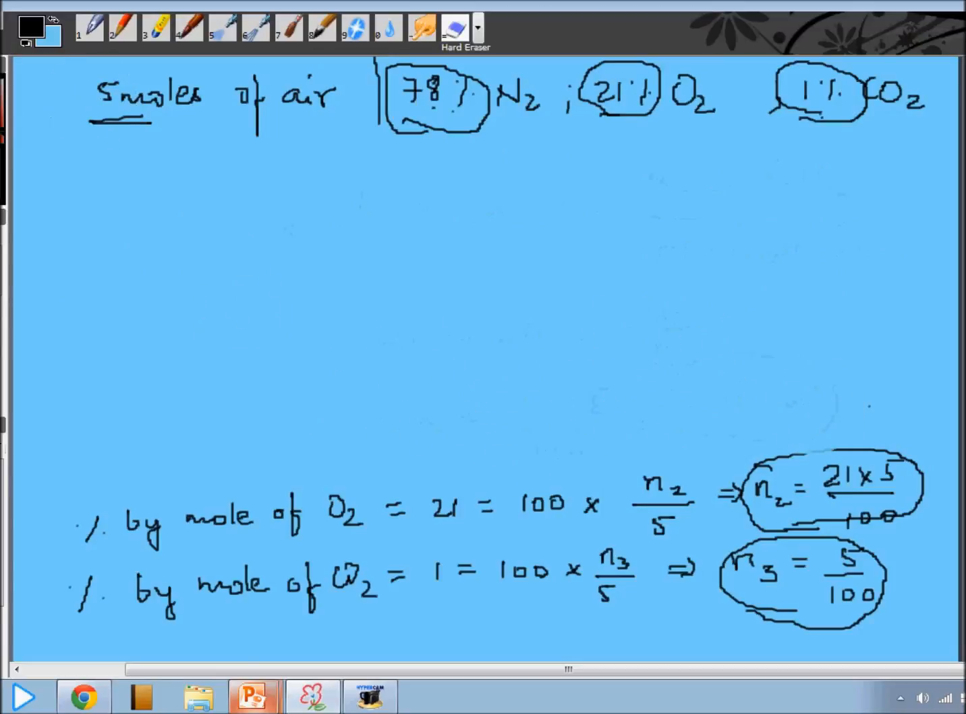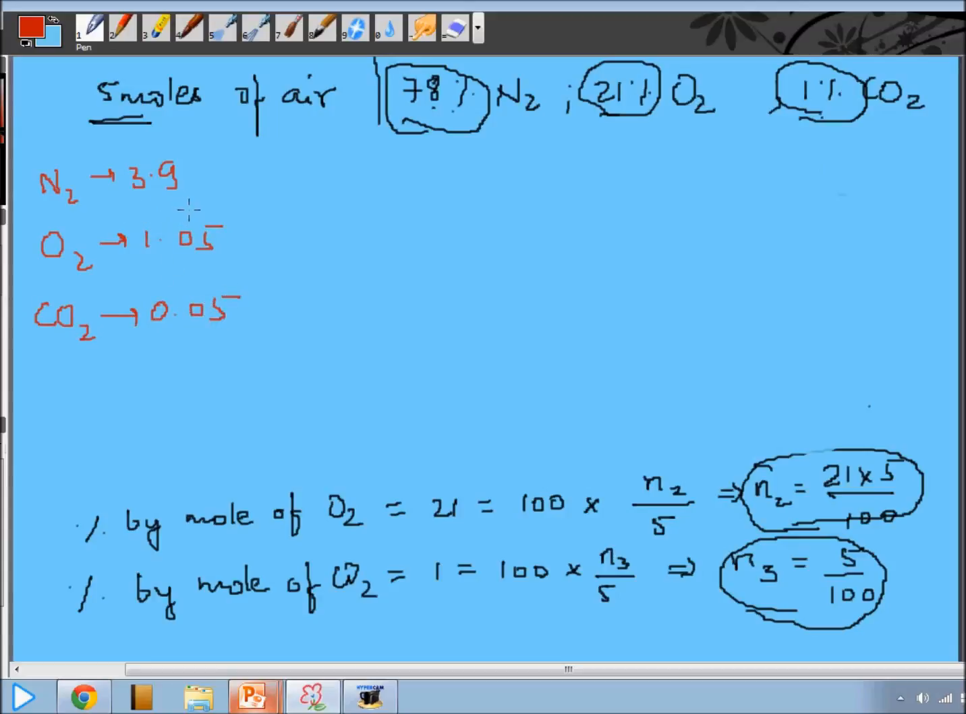First we had calculated moles, so let's write the moles of each of the components. N2 was 3.9 moles in our air. O2 came out to be 21 multiplied by 5 divided by 100, that is 1.05 moles, and CO2 came out to be 5 by 100, which is 0.05 moles.